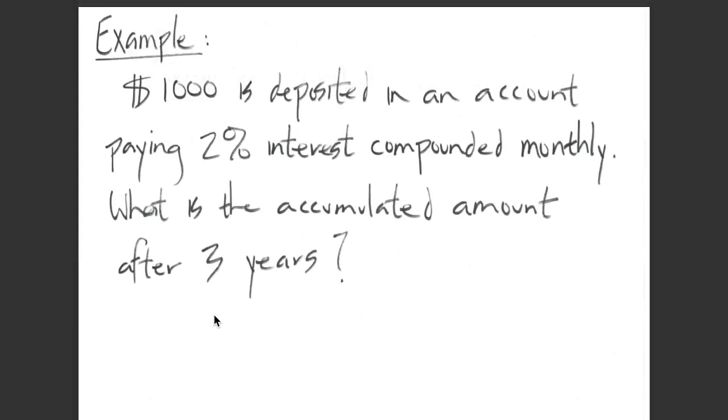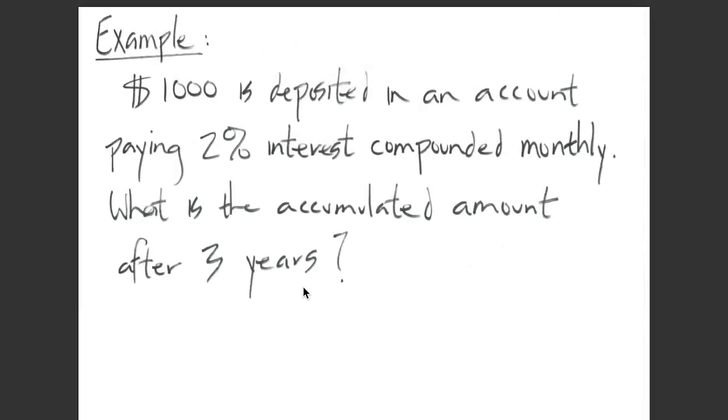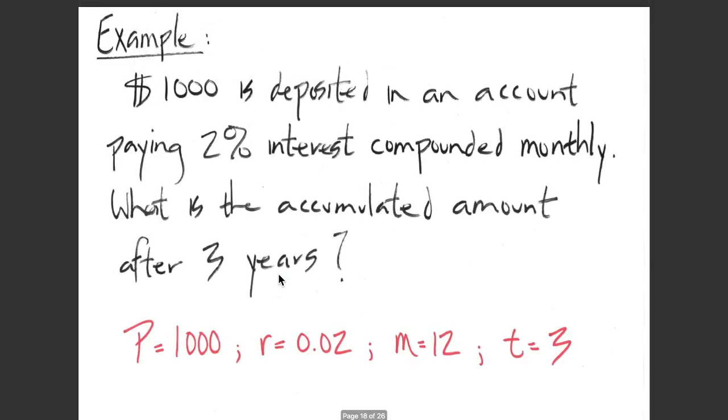Suppose you take $1,000 and you deposit it in an account that pays 2% interest compounded monthly. What is the accumulated amount after 3 years? So all we're going to be doing here is applying our compound interest formula to this situation. We need to identify the variables that are in play here.